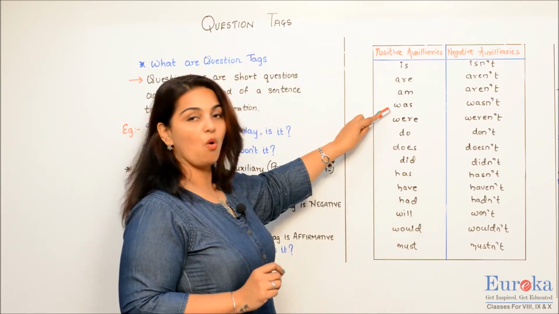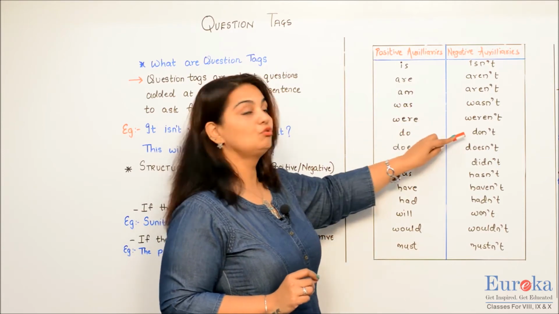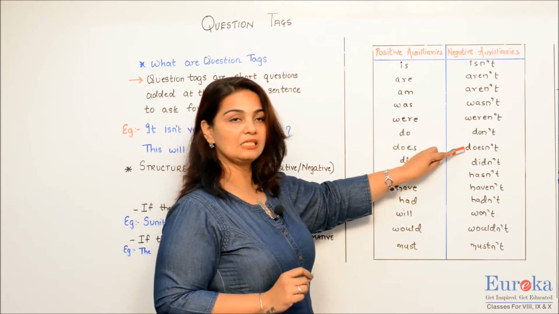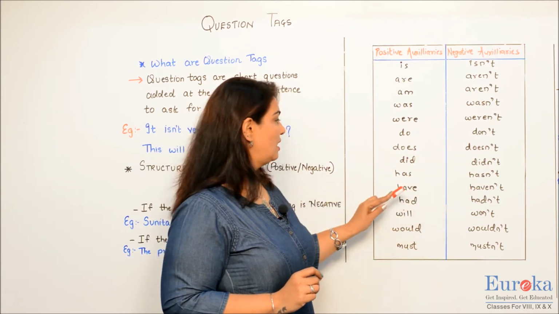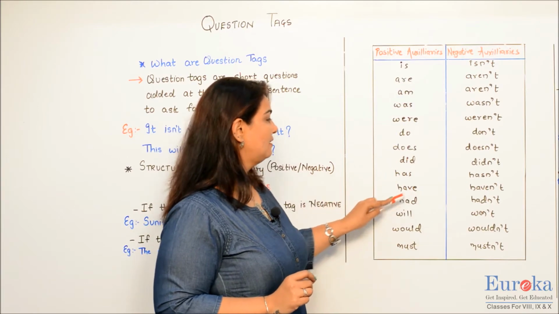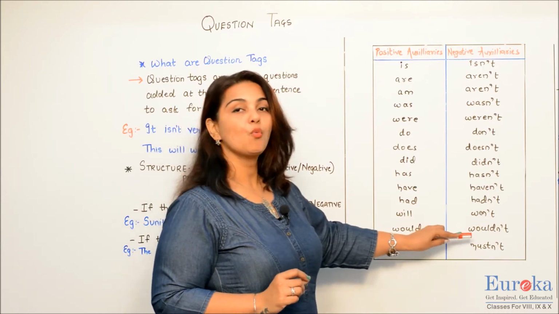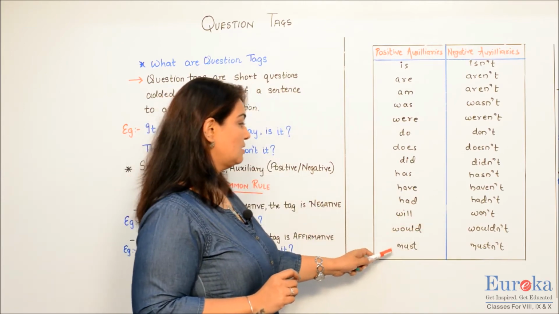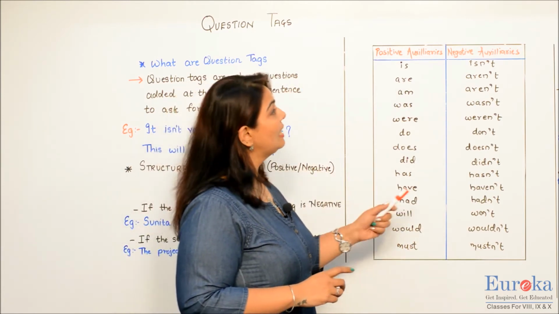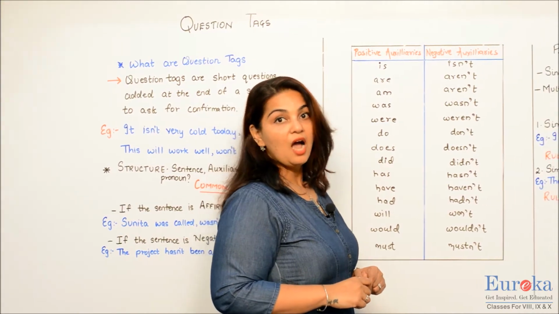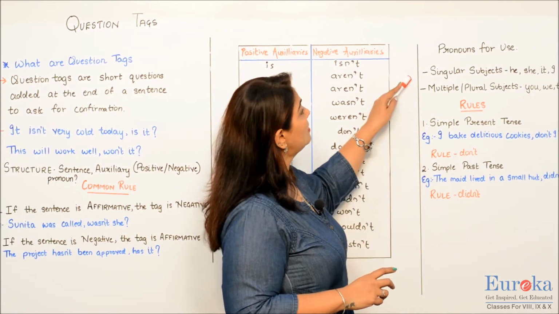The next ones are was, wasn't; were, weren't; do, don't; does, doesn't; did, didn't; has, hasn't; have, haven't; had, hadn't; will, won't; would, wouldn't; and the last one is must, mustn't. So these are your positive auxiliaries and your negative auxiliaries. Now let's see how we use pronouns in a question tag. So let's look at the subjects.